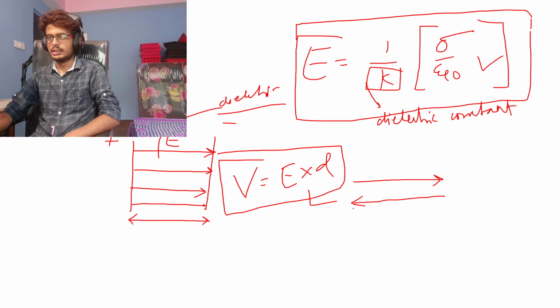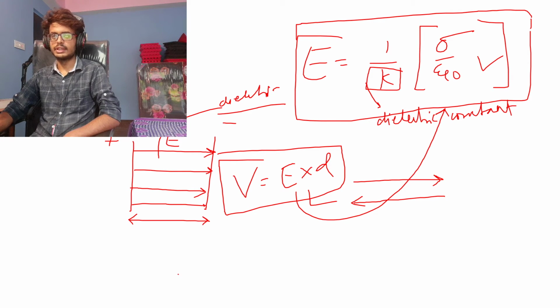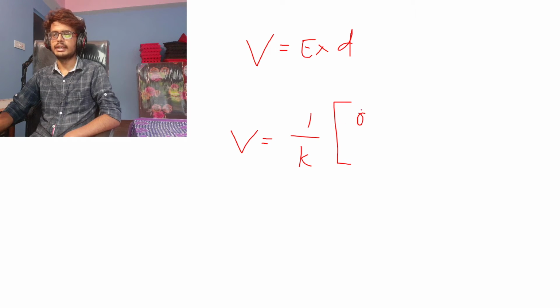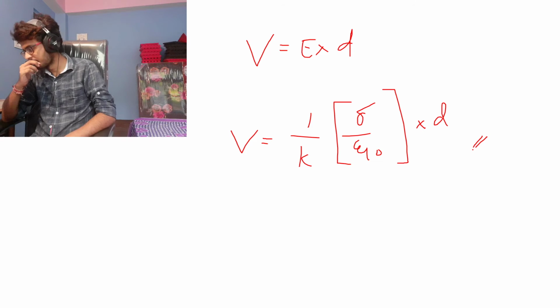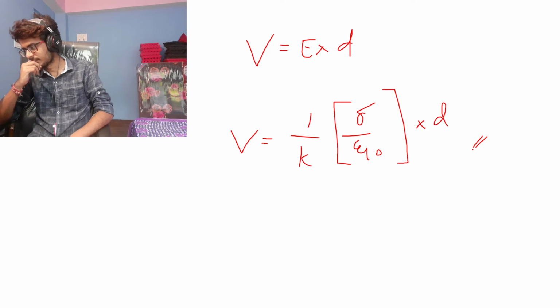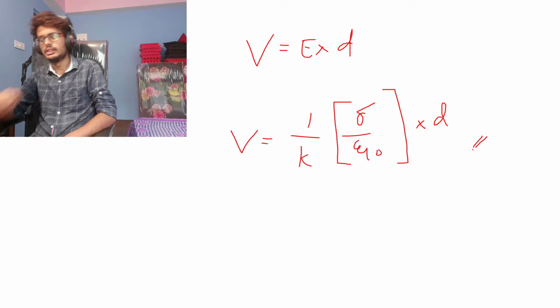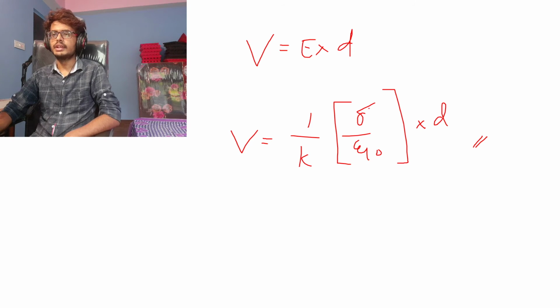So we come across this formula. Now we just substitute the value of E, right? This is the value of E, we substitute in this equation. So I'll write it again. So V equal to E into D. So in place of E, we substitute the formula that we came across, 1 by K sigma by epsilon naught into D. So is this step clear? Yeah, it's clear, right?